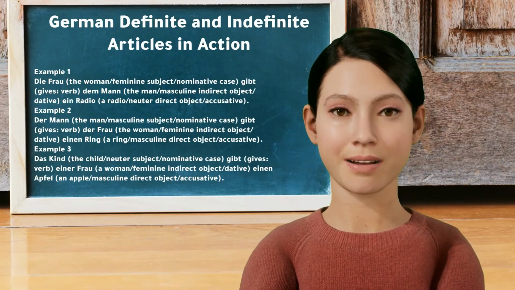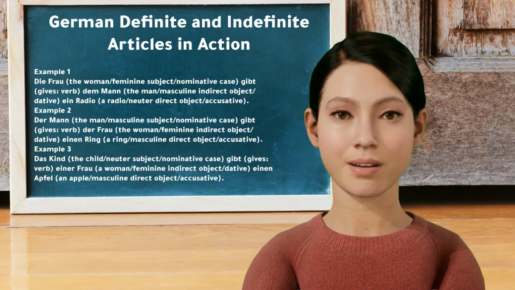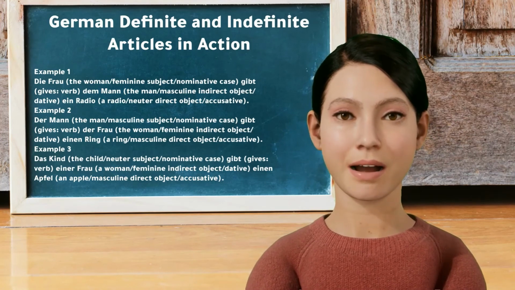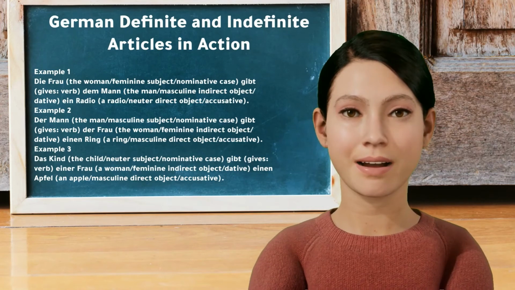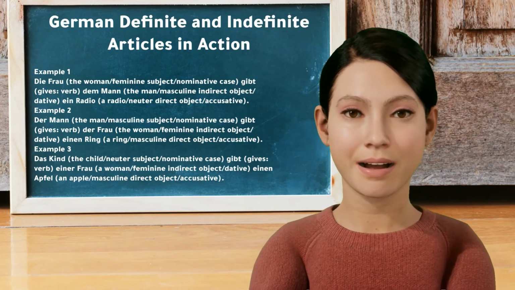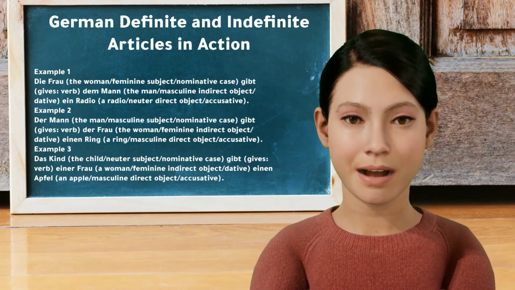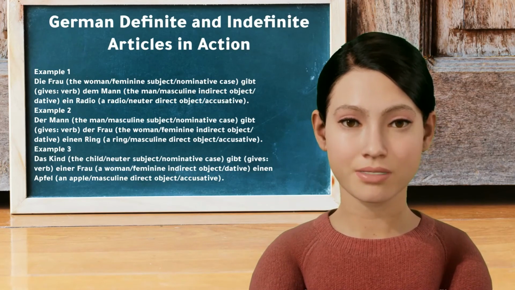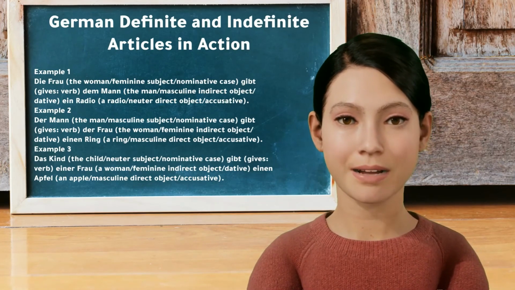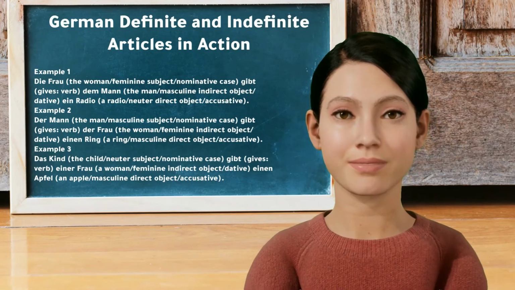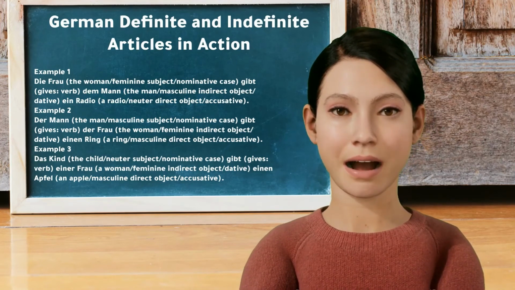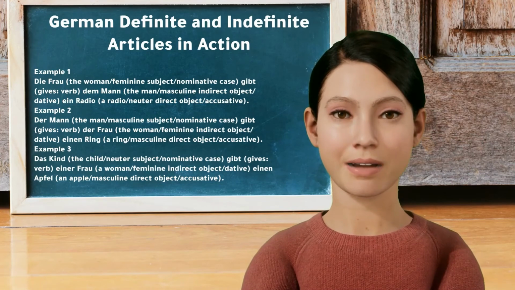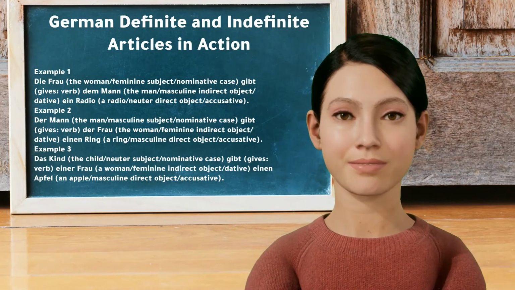By now, you understand the mechanics of using German articles, but how do we put all this knowledge into practice? It's time to look at a few examples of German definite and indefinite articles in sentences using the simple phrases we started with above. Let's look at example 1. Die Frau, the woman, is the feminine subject in the nominative case.